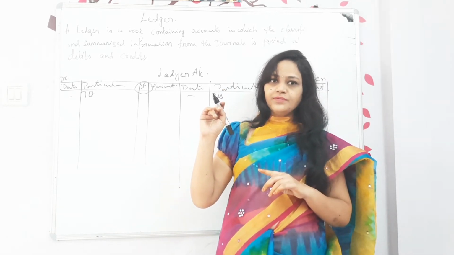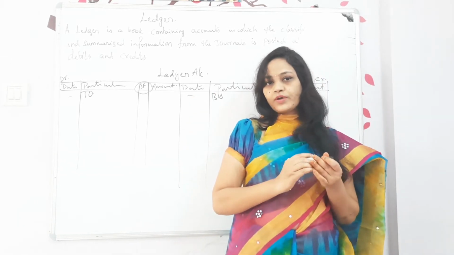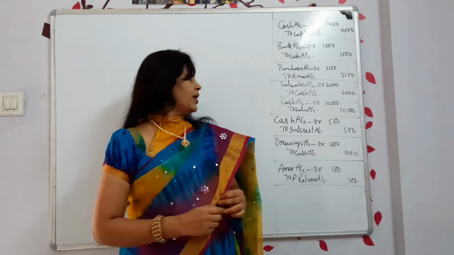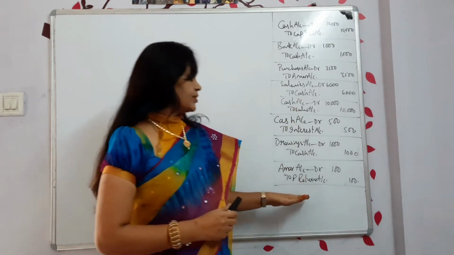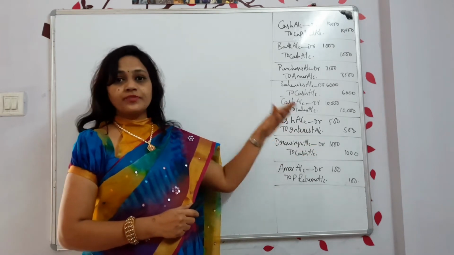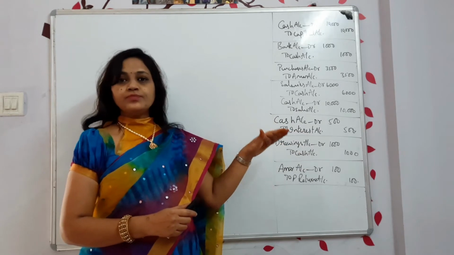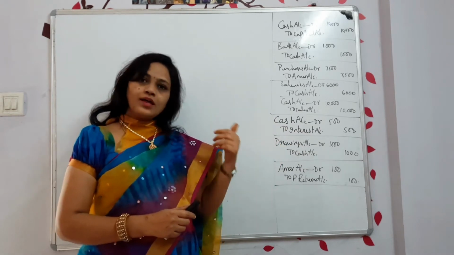Okay? Is that clear? So copy this one first, then we will do some ledgers now. Okay, copy it. Now I have given you some journals. Already I have written the journals. I don't want to waste the time writing the journals. So we will post this journal to the ledger.